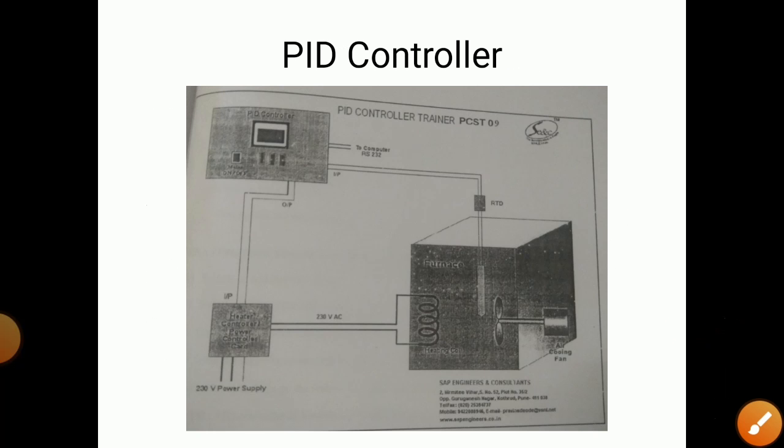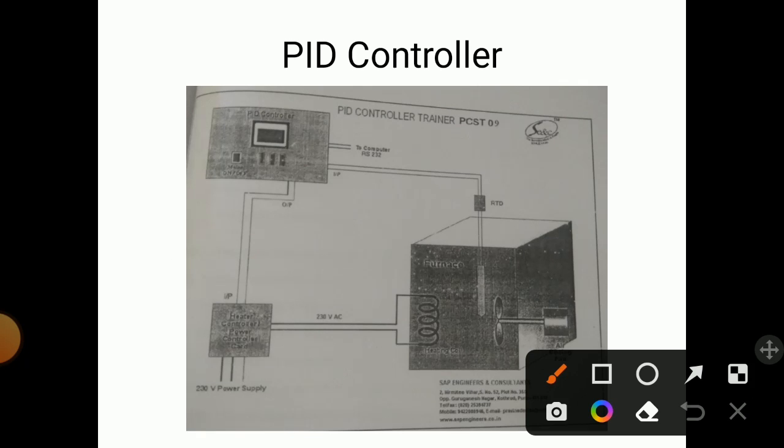Now this is the diagram of the PID controller. What is shown over here? Here we have shown one furnace. This box is the furnace. Inside this box, a heater coil is placed, and there is also a fan. When we give supply to the heating coil, the temperature in the furnace increases. This temperature is sensed by this RTD. The RTD senses the temperature and gives it back to the PID controller. The PID controller has different buttons for setting the values of P, I and D.